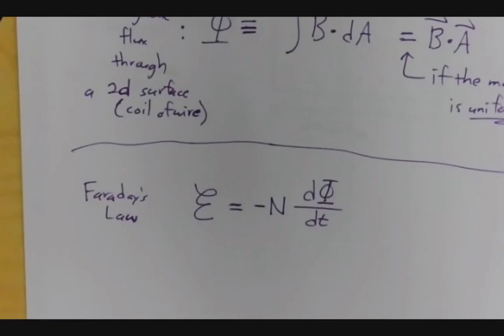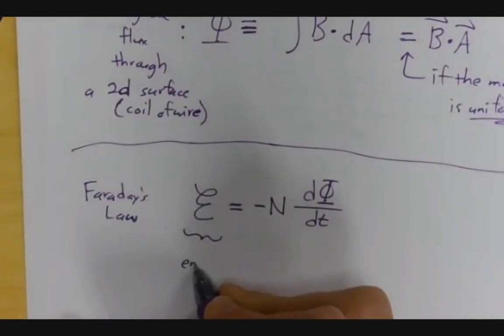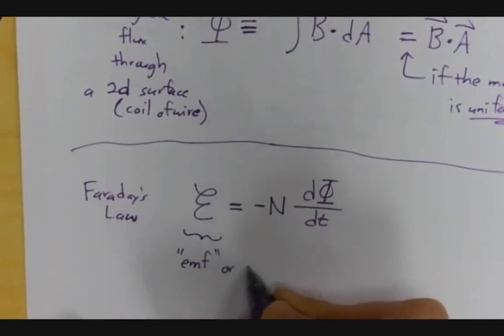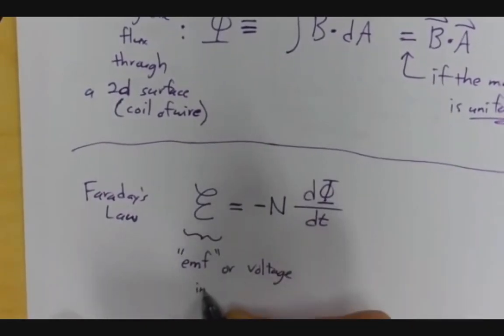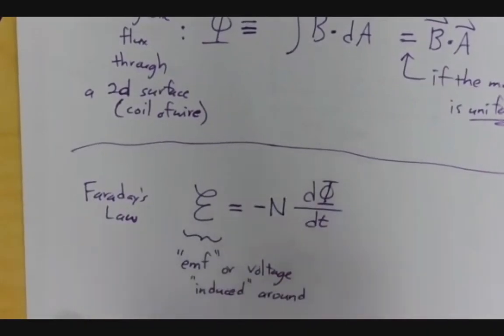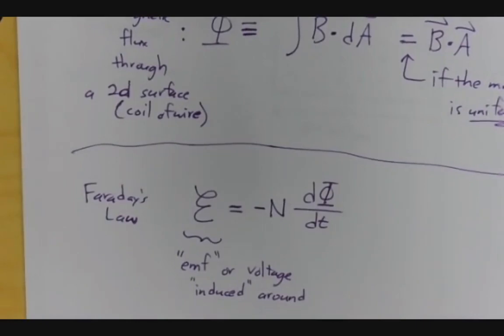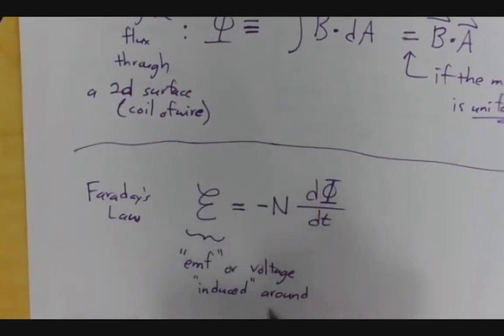The minus sign is something we've talked a bit about. And what have you calculated by doing negative N d phi dt? You've learned the voltage induced around the loop. So this is the EMF, or voltage, induced around the loop. We can't associate this voltage with any particular point in the loop. We can't say there's a battery on the left wire of the loop or the top wire, but somehow all the way around the loop, there ends up being a voltage.